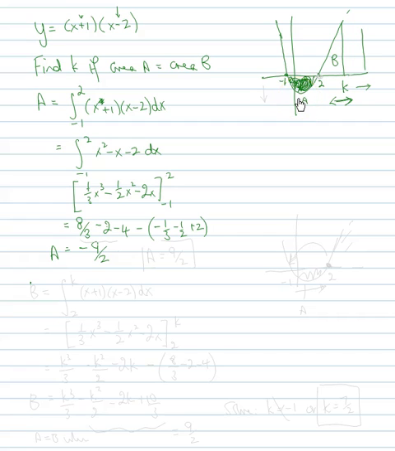Now, what's the area of B? Well, by the way, this is minus 9 over 2, so it's negative, which is correct, because this area here is below the x-axis, so that is negative.